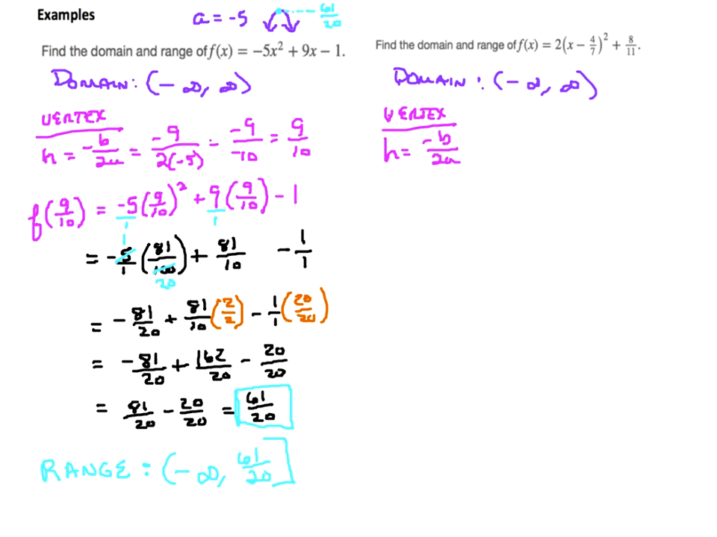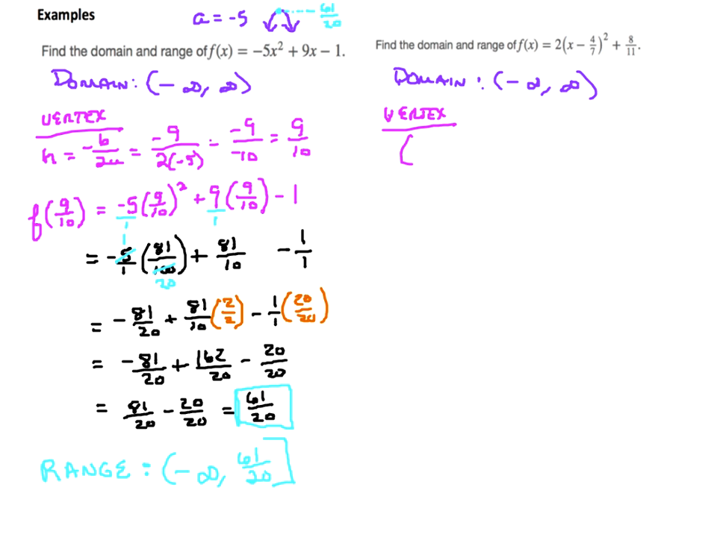And my h value is -b over 2a. Oh, no, I'm sorry. HK is given to us. I don't have to do any work for this one. Nice.